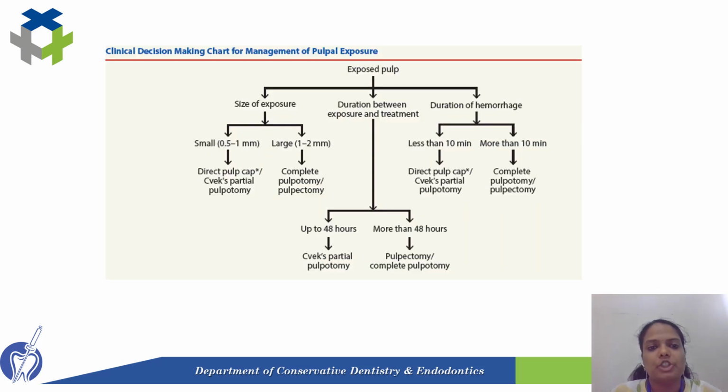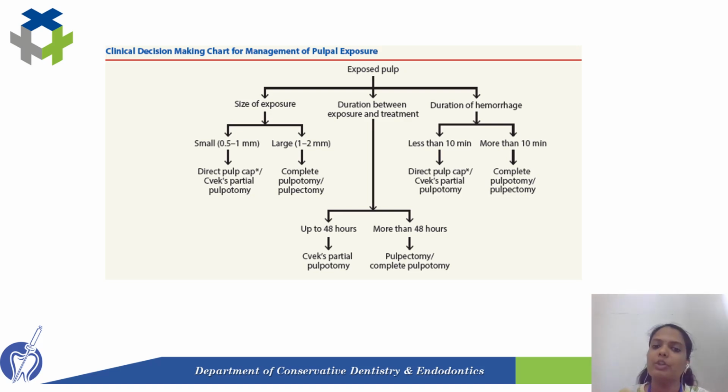Clinical decision making chart for management of focal exposure. If it is a very large exposure, for example, more than 1 to 2 millimeter, then complete pulpotomy or even pulpectomy should be undertaken. Whereas if it is a very small pulpal exposure, then direct pulp capping would do, or even partial pulpotomy would do.